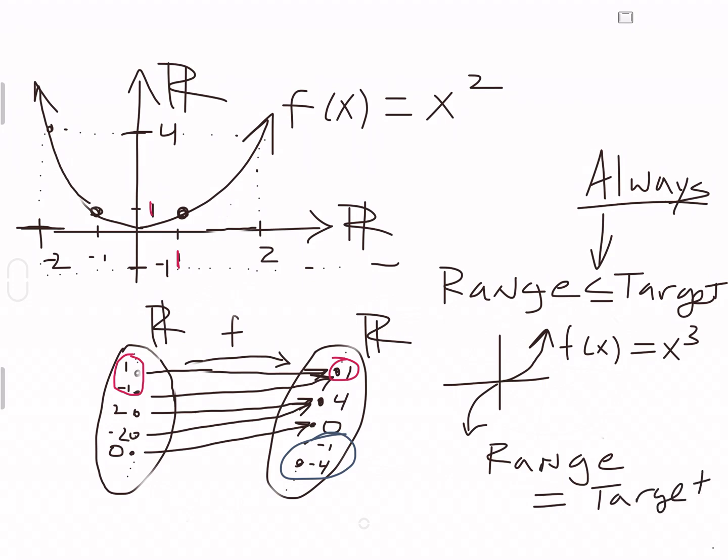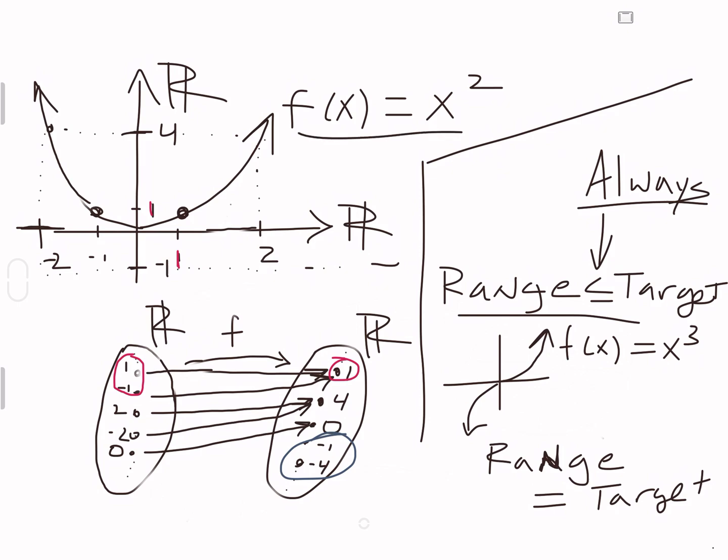So what I'm saying here is, by definition, the range is always a subset of the target. In the case of f of x equals x squared, the range is a proper subset of the target. Not everything in the target gets hit. You think of this as the dartboard. These arrows kind of look like darts. And it's like you're throwing the 1 and -1 darts, and they hit 1.